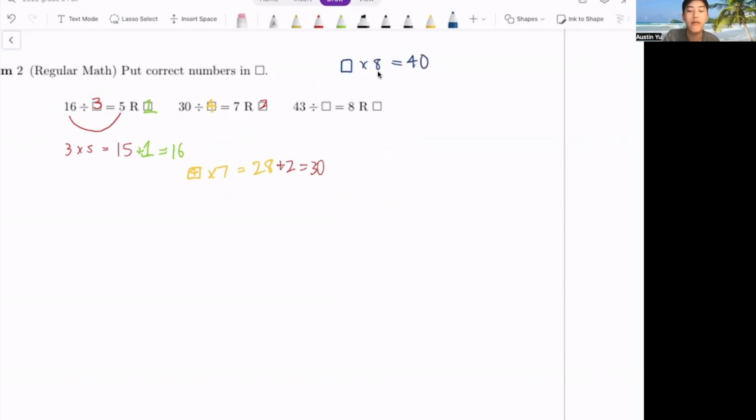Because as we see here, 40 is the closest number that we can get to 43. That is still a factor of 8. We can just do 5 times 8 equals 40, and we put 5 in the first blank. And then, since 40 is very close, we just see how much we can add until we get 43, and we just get 3. So 40 plus 3 equals 43. So the remainder is 3.